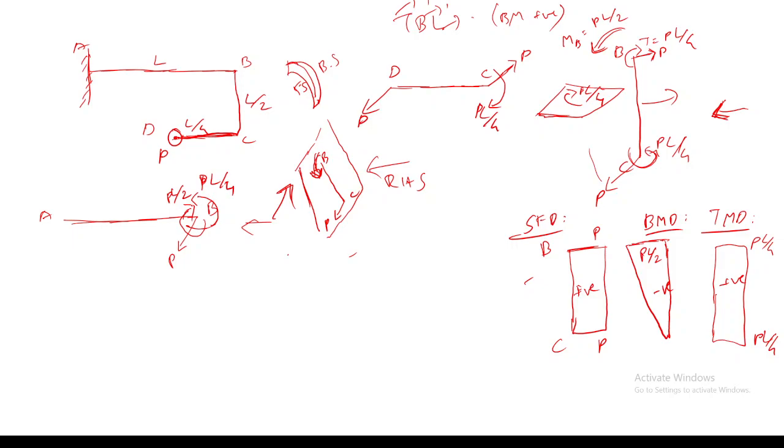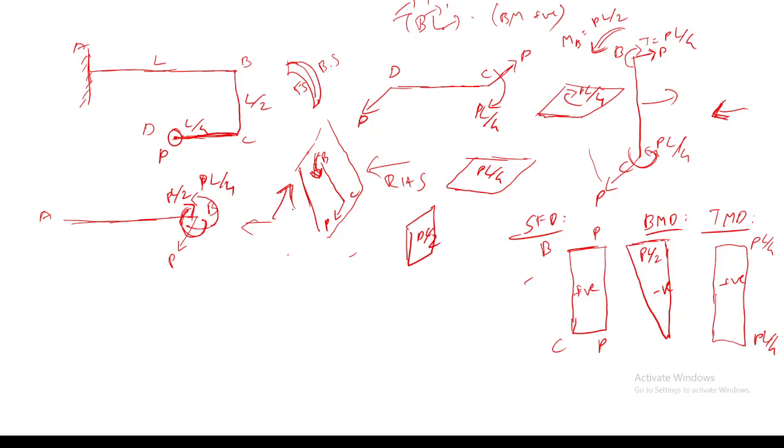Which one are you asking, sir? P into L by 2. P into L by 2 actually generates a twisting couple for member AB. And P into L by 4 is actually acting in the horizontal plane. P into L by 4 is acting in the horizontal plane. P into L by 2 is acting in the right side plane.